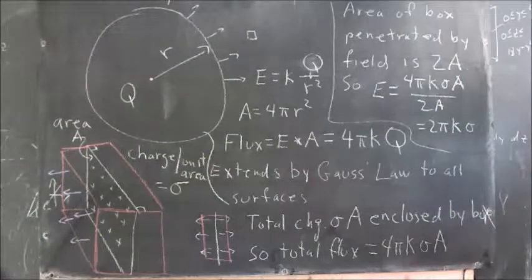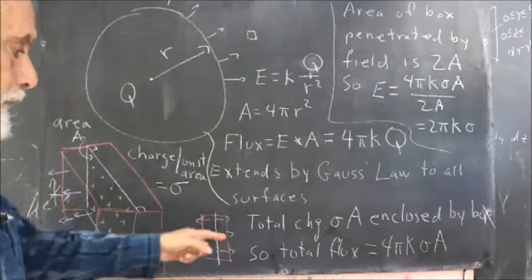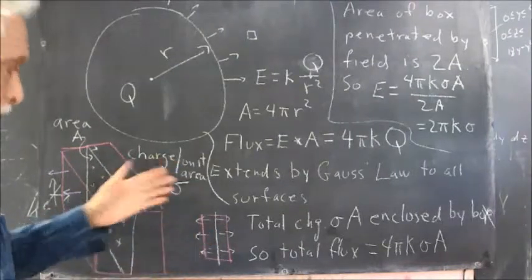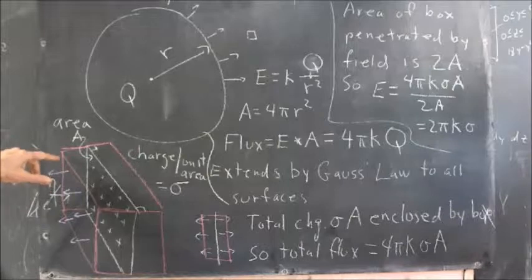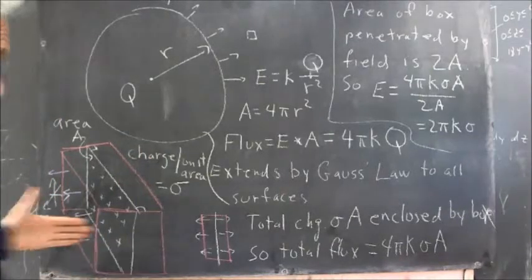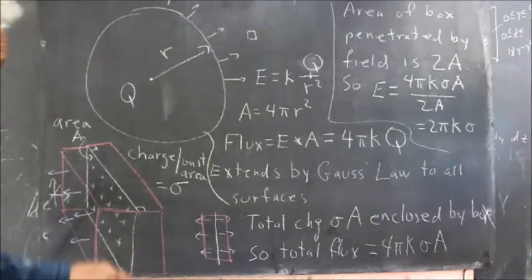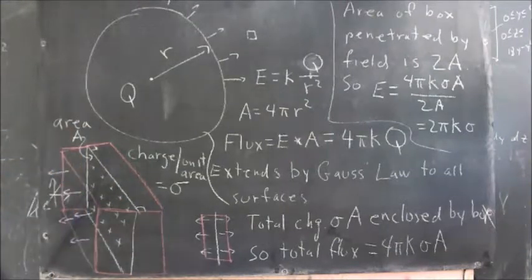Now, symmetry arguments can again be used to show that the field is always perpendicular to the distribution at any point that's not too close to the edges. That's always a qualifier. So the electric field penetrates the box only along the front and along the back. Along the sides, which are perpendicular to the plane of the distribution, the field doesn't penetrate at all.